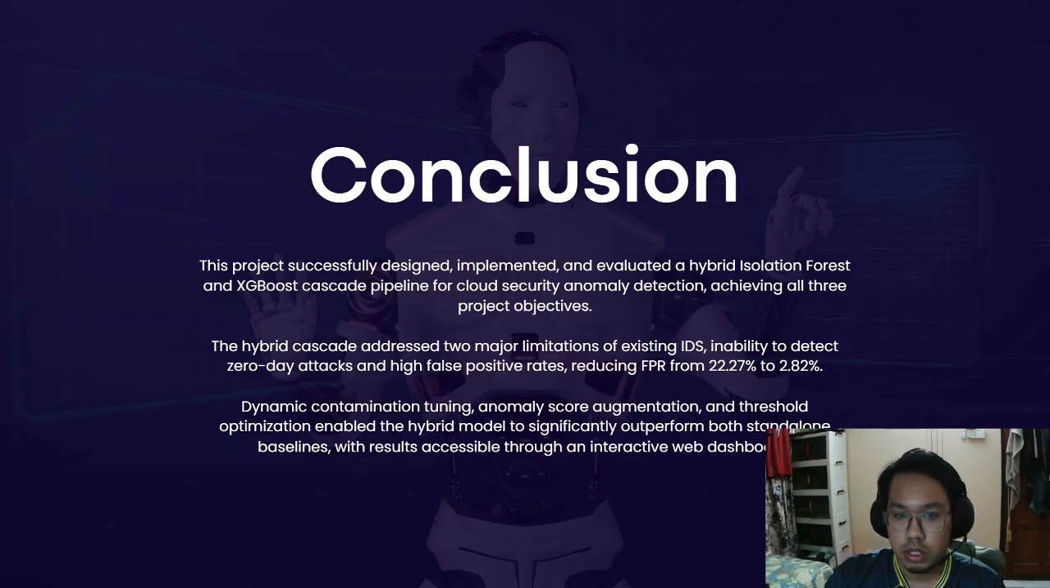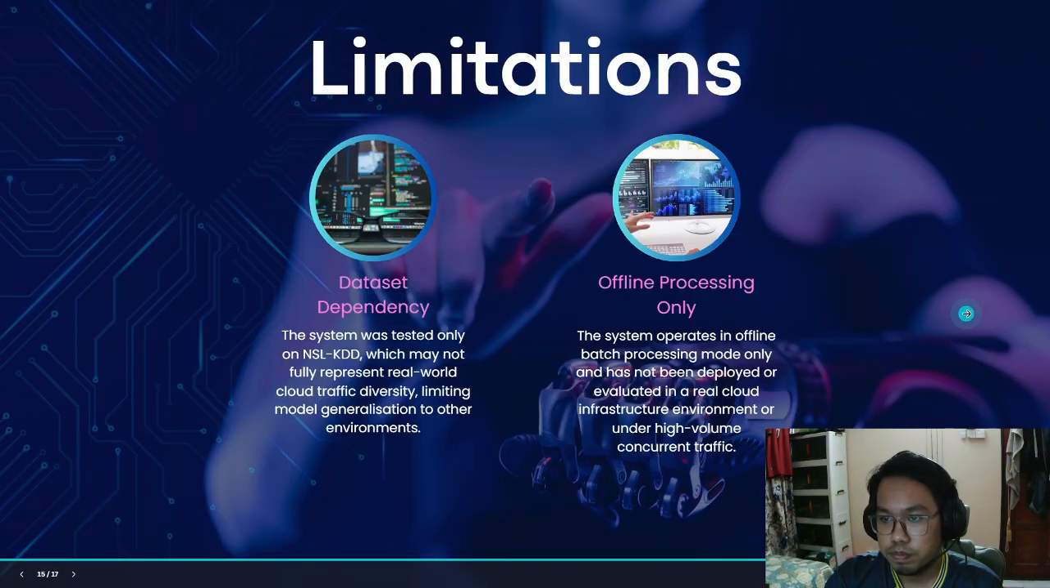Lastly, for the conclusion, this project successfully designed, implemented and evaluated a hybrid Isolation Forest and XGBoost cascade pipeline for cloud security anomaly detection, achieving all three project objectives. The hybrid cascade addressed two major limitations of existing IDS: inability to detect zero-day attacks and high false positive rate, reducing FPR from 22% to 2% only. Dynamic contamination tuning, anomaly score augmentation, and threshold optimization enable the hybrid model to significantly outperform both standalone baselines, with results accessible through an interactive web dashboard.